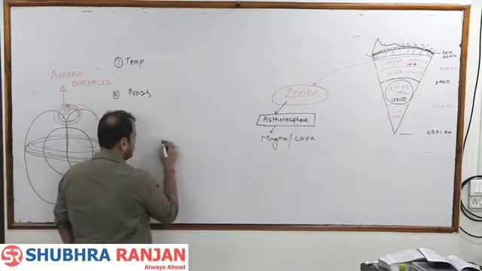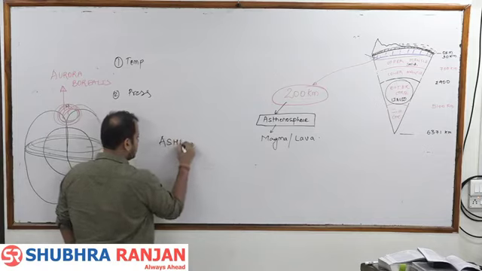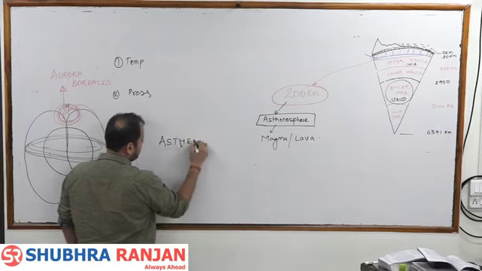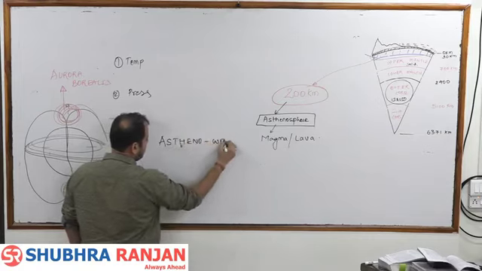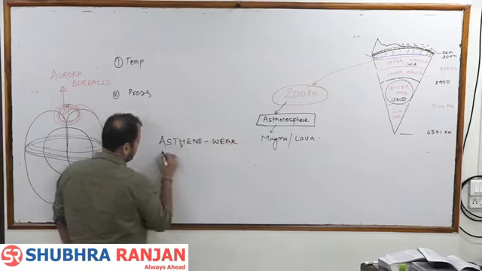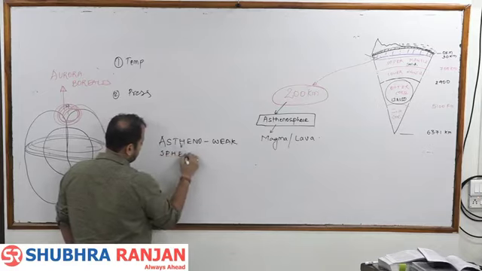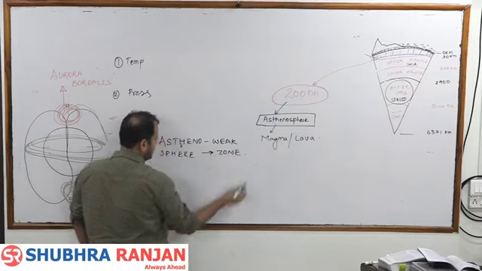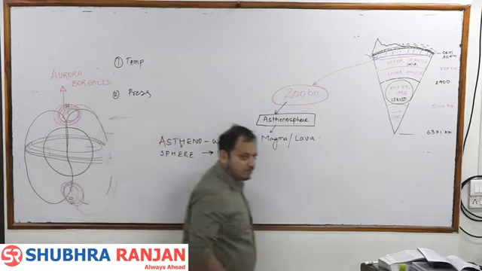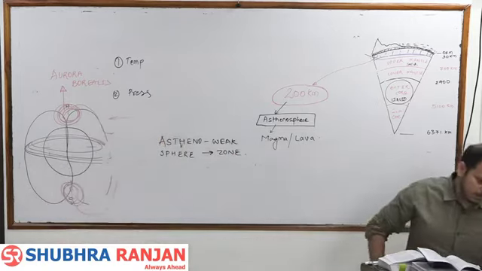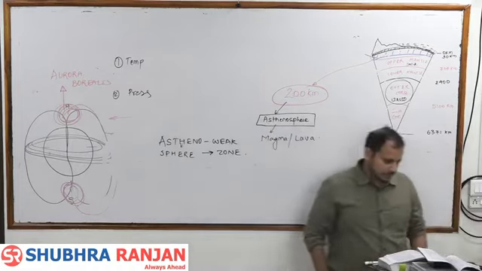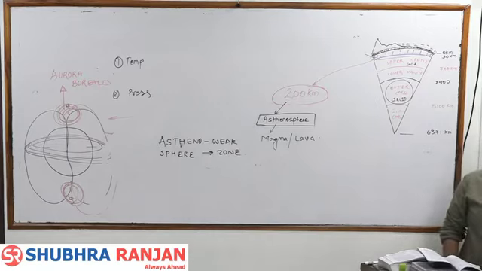GS के लिए याद रखना, astheno means weak and sphere means zone or area. So, asthenosphere is the zone of weak rocks.